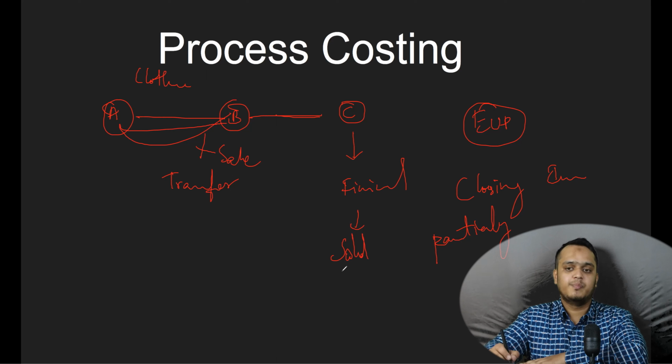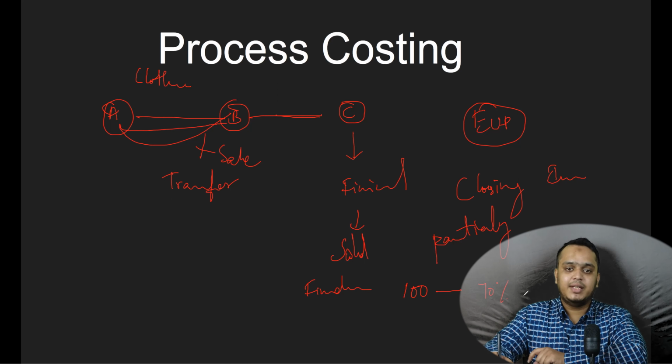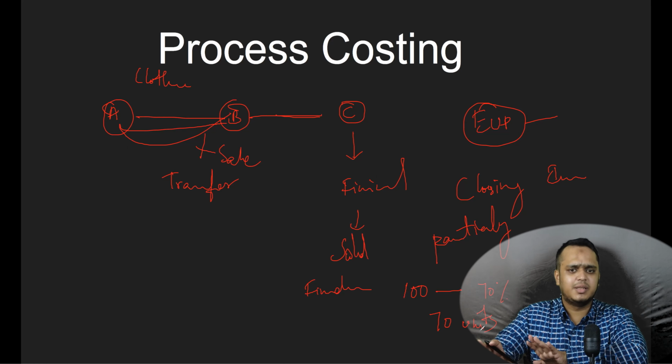Now suppose it is given in a simple manner: the finished goods are 100 units which have been done, but they are only 70% complete, 30% more is to be done. So according to EUP, you will take it as 70 units in your ending inventory. It is simple till here.